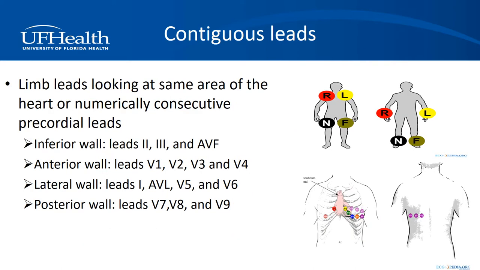Now we will go over what is meant by contiguous leads. These are limb leads looking at the same area of the heart or numerically consecutive precordial leads. For the inferior wall, this encompasses leads 2, 3, and AVF. The anterior wall is leads V1, V2, V3, and V4. The lateral wall is seen in leads 1, AVL, V5, and V6. The posterior wall is seen in leads V7, V8, and V9.